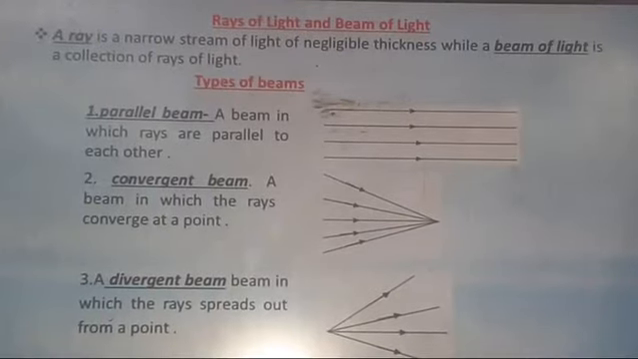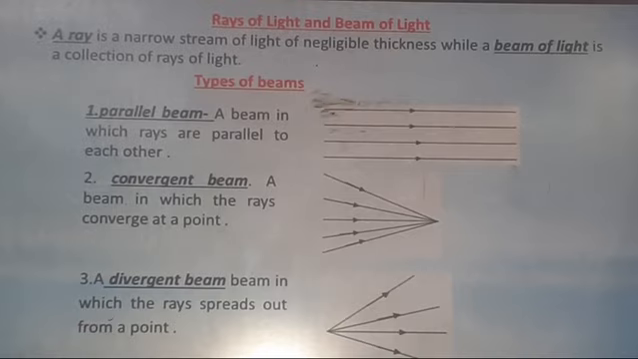Welcome back to the second part of the rectilinear propagation of light. The main subtopic is ray of light and beam of light. A ray is a narrow stream of light of negligible thickness, while a beam is a collection of rays of light.